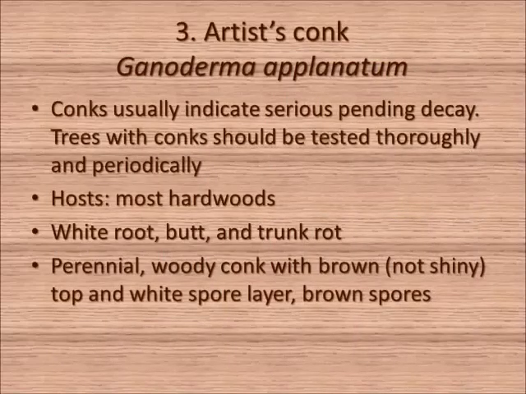So when you see this fungus, it usually indicates that the tree is very, very decayed and, you know, it definitely should be tested not only once, but if the tree is not removed, periodically. There's a lot of species that are susceptible to this fungus. Most are hardwoods. It causes white root and butt rot, and also extends to the stem. It's perennial, and it's got a woody conk with a brown top and a white spore layer. And the spores are brown.